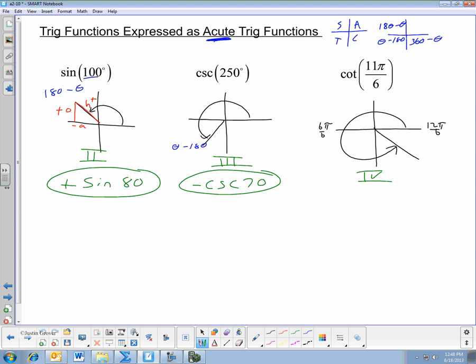I could type cotangent 11 pi over 6 into my calculator, but I'd have to put the setting on radians first, which is not a problem. Or, of course, I could convert to degrees and then go from there. We know it is quadrant 4 because it's just short of 12 pi over 6. And in this quadrant, only cosine and secant are positive, so cotangent is going to be negative. Negative cotangent, and the reference angle for something like 11 pi over 6 is simply pi over 6, which is a little bit easier, in my opinion, than working with degrees.